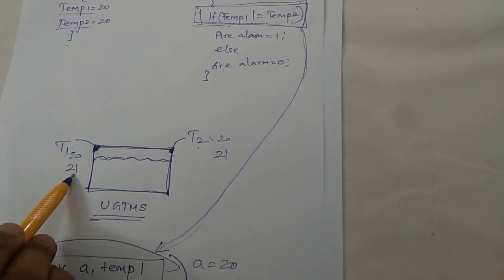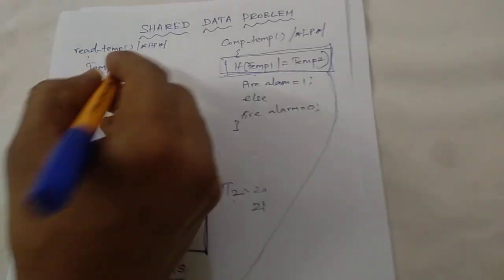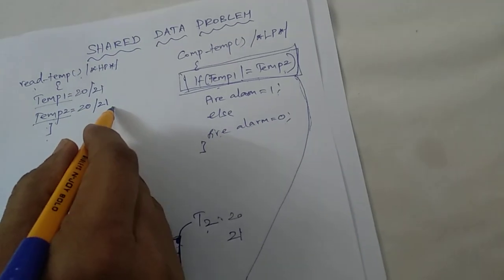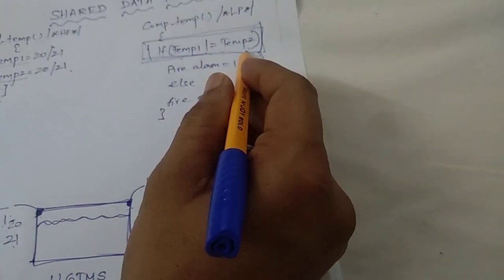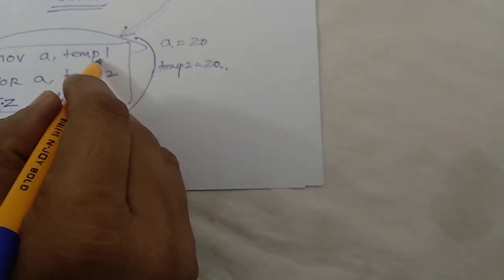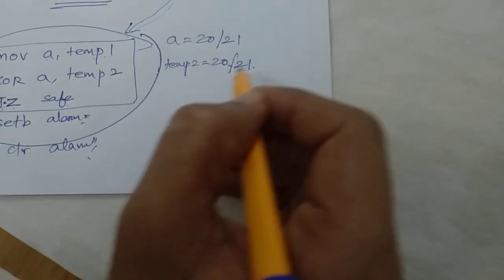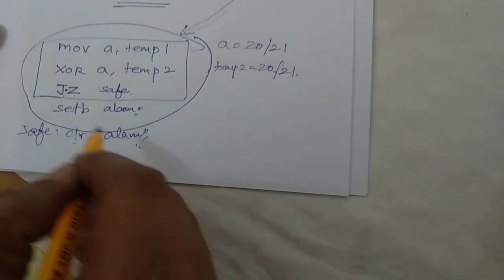Temperature sensor T1 measures 21, temperature sensor T2 measures 21. The read temperature task reads the temperature as 21. The temperature 2 is updated as 21. And while comparing, if temp 1 is not equal to temp 2... Again, here, temp 1, the accumulator value will become 21, which is XORed with temp 2, which is 21. So both are equal. So jump 0. So clear alarm. This continues.